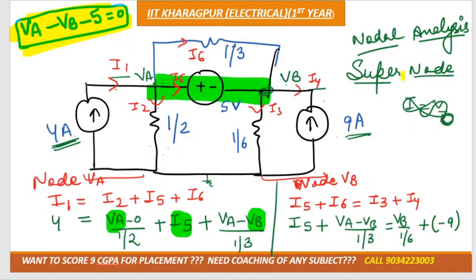Okay, I'm again telling you what a supernode is. When there is no resistance in the wire, then in that case we'll consider that node as a supernode. And for a supernode we have to make one extra equation. That one equation will include voltage only, no current, no resistance. Now we can solve all three variables with three equations. We'll get the value for VA, correct.